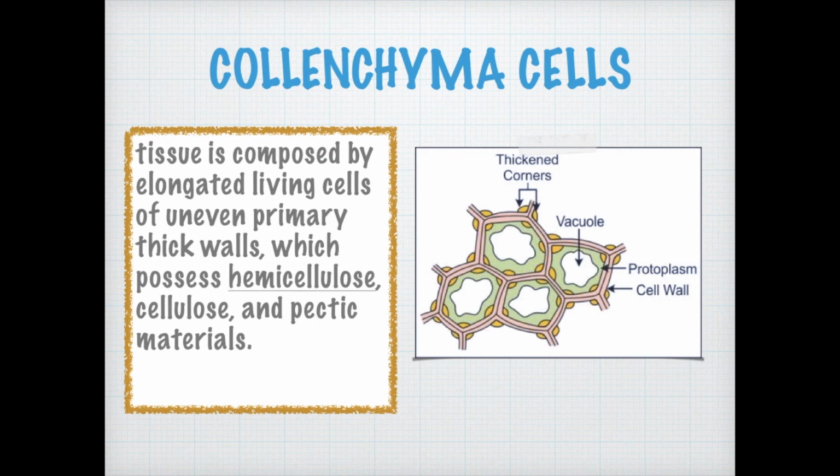Then you can see that wherever the cell wall is angled, there's a slight angle, and you will see the thickened corner. This is where you will find thickening, and it gives that extra support, the flexibility, as well as the mechanical strength. You will see that it is not covering the entire cell wall. There are certain spaces. This is how the cells are arranged. The cell walls are thick, and they are composed of hemicellulose, cellulose, and pectic material.